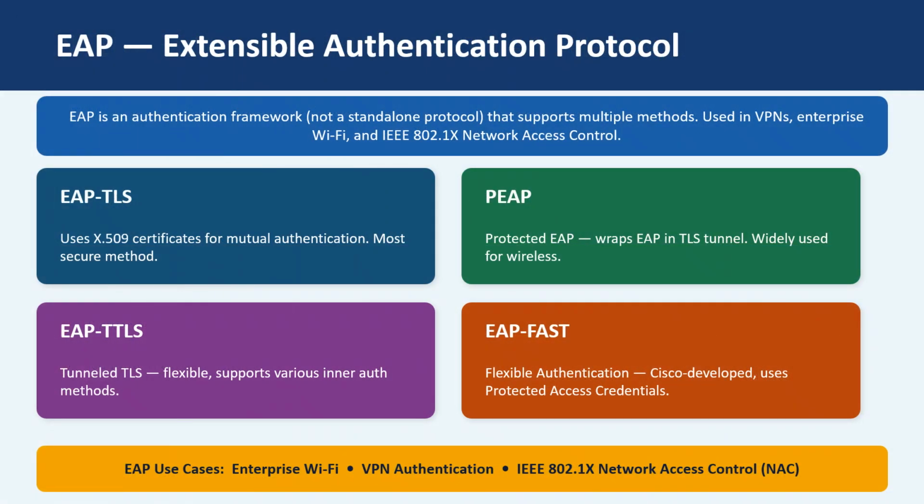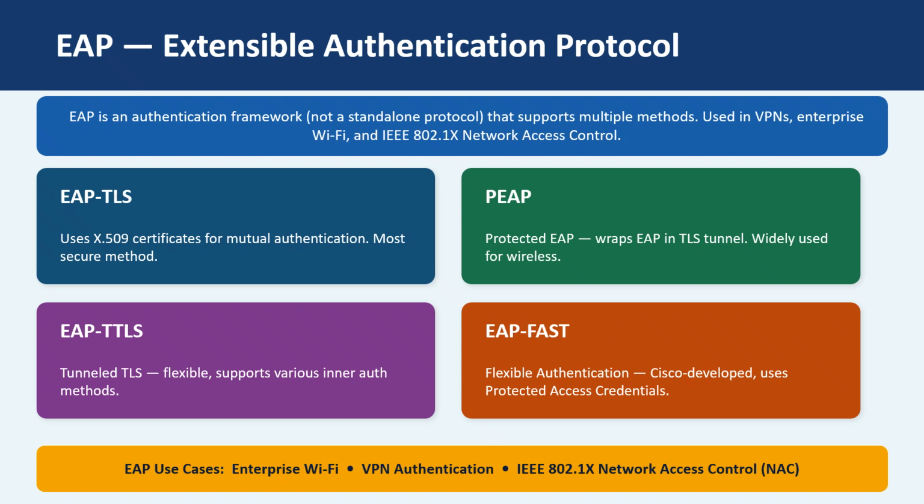EAP, Extensible Authentication Protocol. EAP is an authentication framework, not a standalone protocol. It supports multiple methods and is used in VPNs, enterprise Wi-Fi, and IEEE 802.1X network access control. EAP methods include EAP-TLS, which uses X.509 certificates for mutual authentication. This is the most secure method.